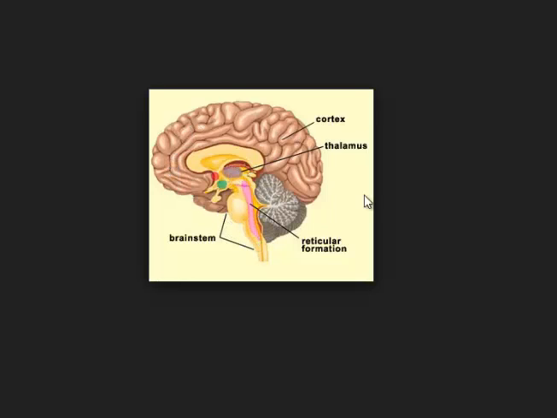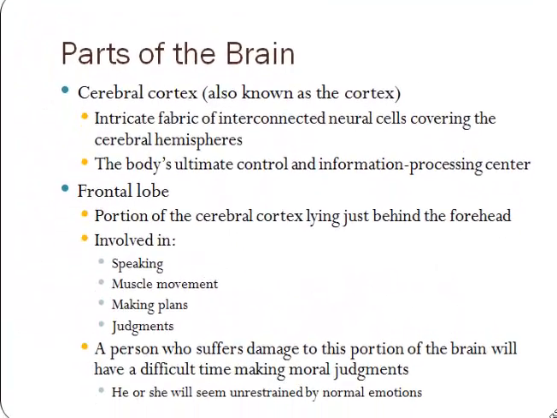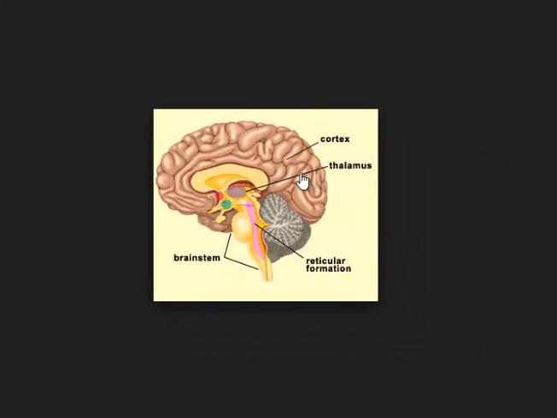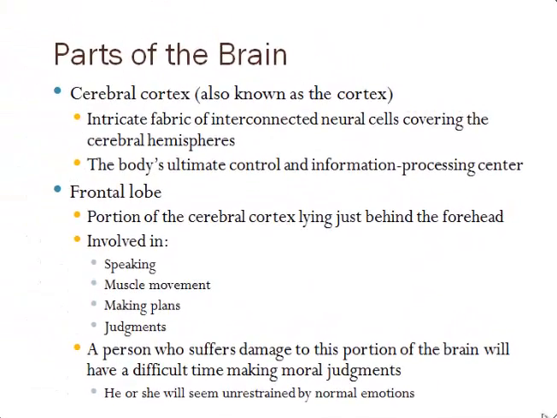But the big thing over here, where the thought occurs, that controls voluntary activity, that is the cerebrum. That is a fabric of interconnected neural cells and controls all of the body's information processing center. The frontal lobe, again, which you can imagine is the front part of the brain, this is the front of the person's head, somewhere around there, is involved in speaking, muscle movements, making plans, judgments. This is the part where all the thinking is done.